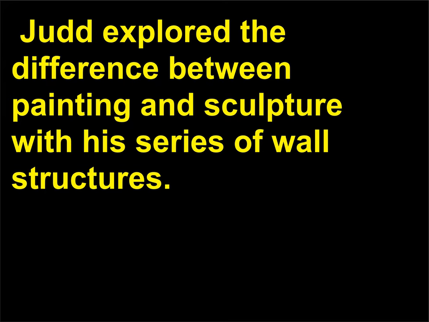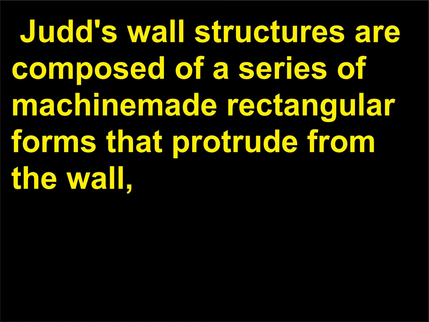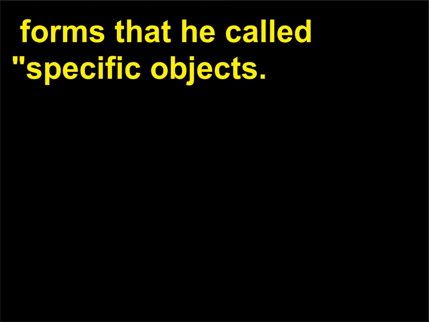The work of artist Donald Judd, 1928-1994, is a good example of minimalism. Judd explored the difference between painting and sculpture with his series of wall structures. Judd's wall structures are composed of a series of machine-made rectangular forms that protrude from the wall, forms that he called specific objects.